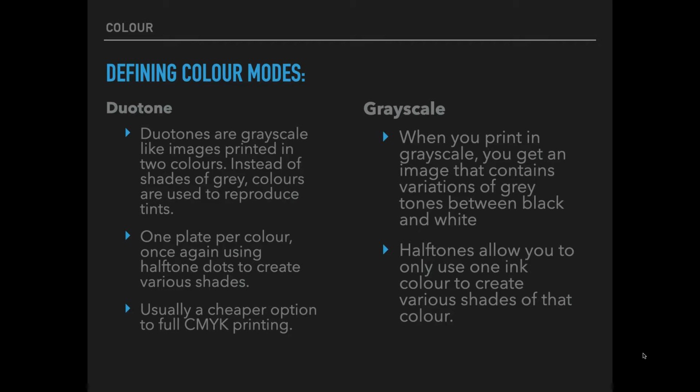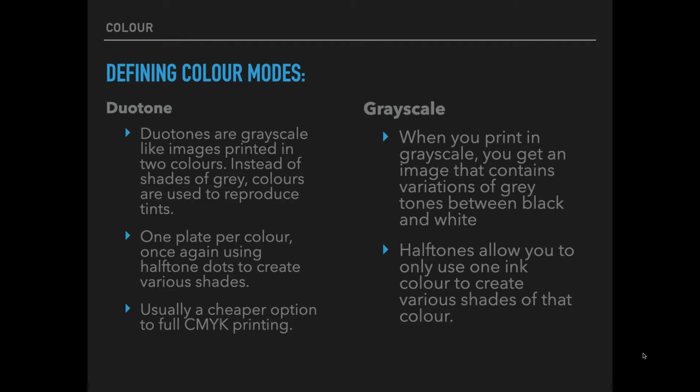So the other 2 color modes that we use in print are duotone and grayscale. Not used overly often anymore, but still important to know. Duotones are grayscale-like images printed in 2 colors. Instead of shades of gray, colors are used to reproduce tints. 1 plate per color, once again using halftone dots to create various shades. Usually a cheaper option to full CMYK printing.